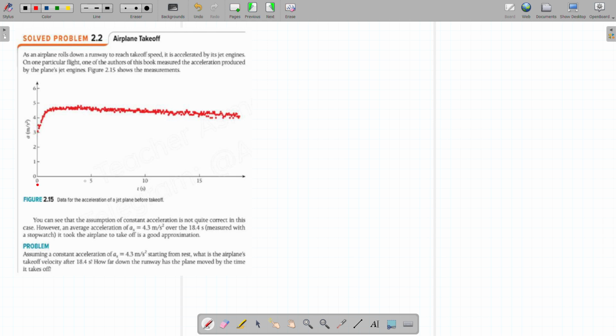You can see here 0 seconds, 5, 10 and 15, and accelerations are recorded, starting from 3 and going to almost 4.7 or 8. It has almost constant acceleration in this range, and the average value is taken as 4.3 meters per second squared. This is the takeoff acceleration, the average acceleration over the time interval of 18.4 seconds.